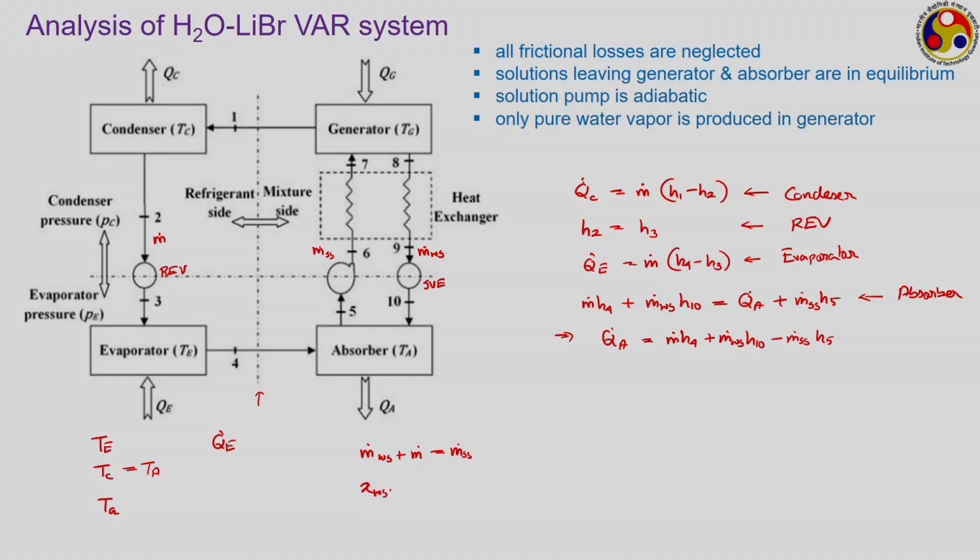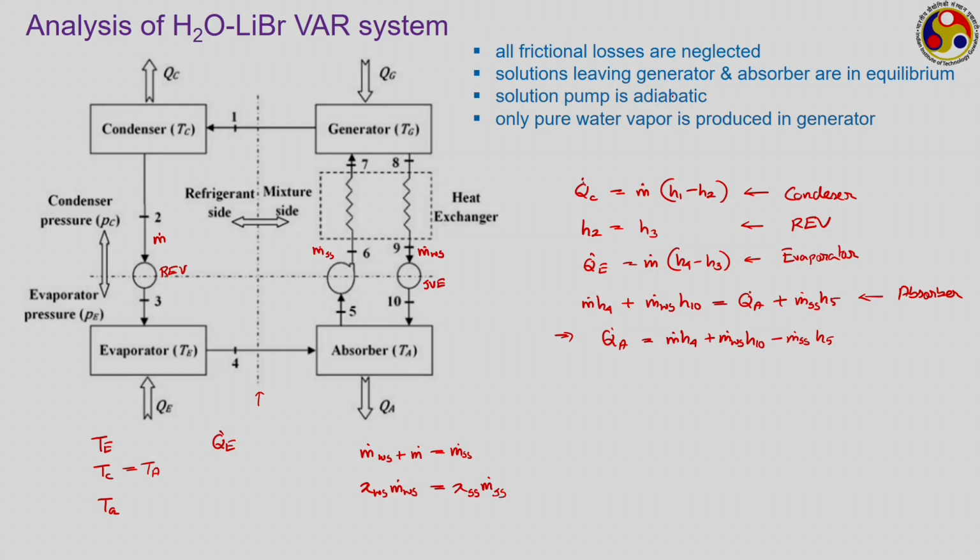So, if X represents the mass fraction of the lithium bromide, then the mass of lithium bromide in the weak solution can be written as X weak solution into m dot weak solution, and the mass of lithium bromide present in the strong solution will be X strong solution into m dot strong solution, where X again represents the mass fraction. So, from there we can easily calculate the mass of each of the solutions. And how to calculate the X? The X depends upon the absorber temperature.